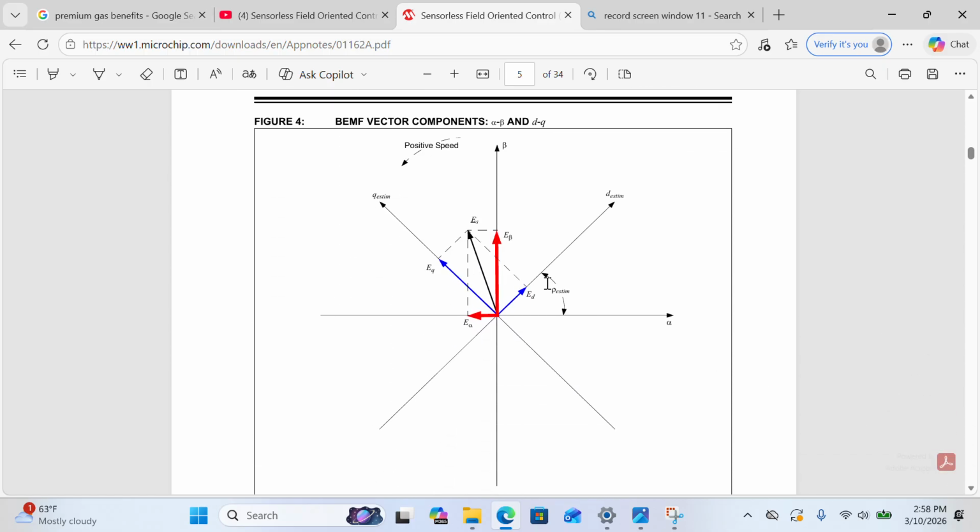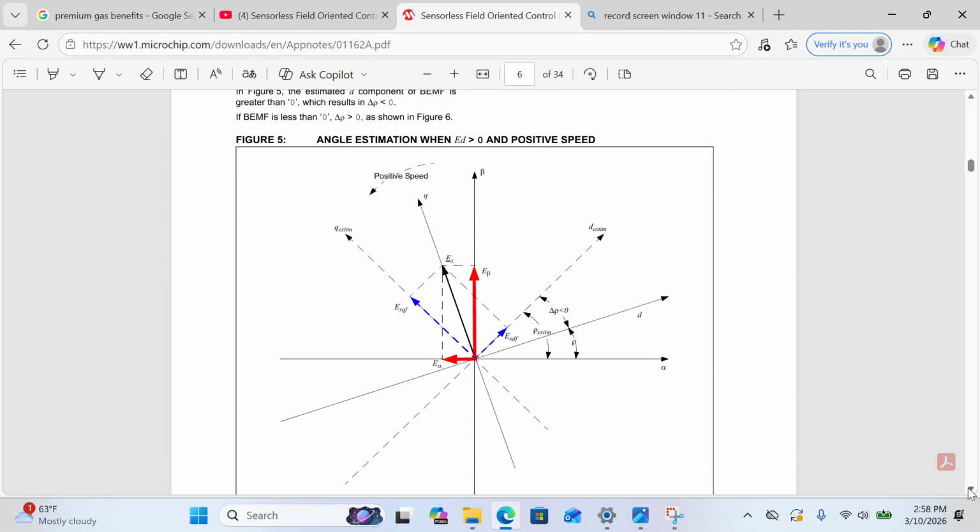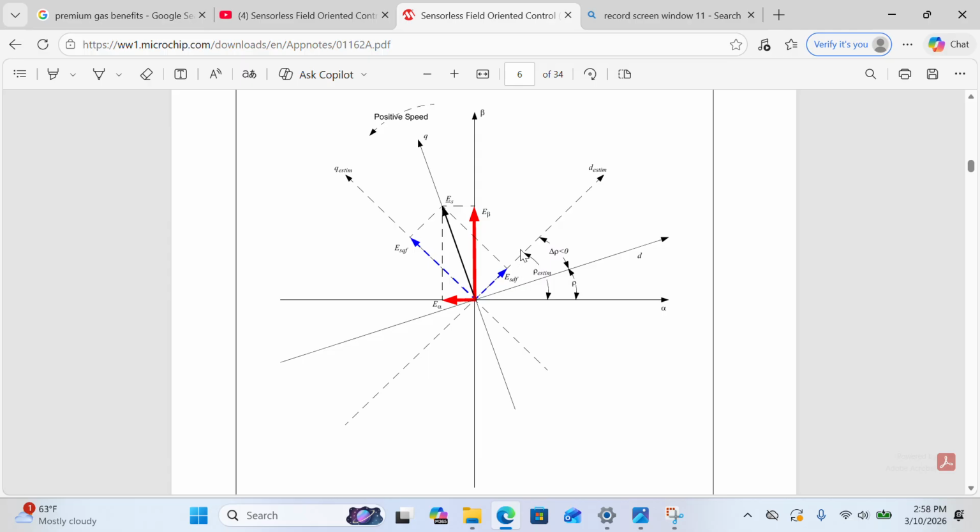And then here is the diagram. We're trying to estimate the alpha, this estimated alpha, the estimated theta. Assume this is our estimated theta, and this is the actual rotor angle theta. The difference is going to be a delta theta, which is the error angle between the estimated and actual.